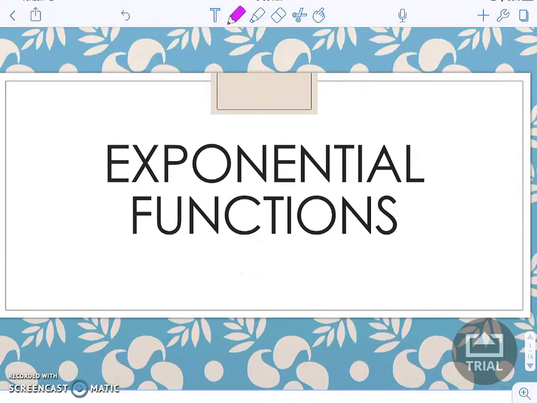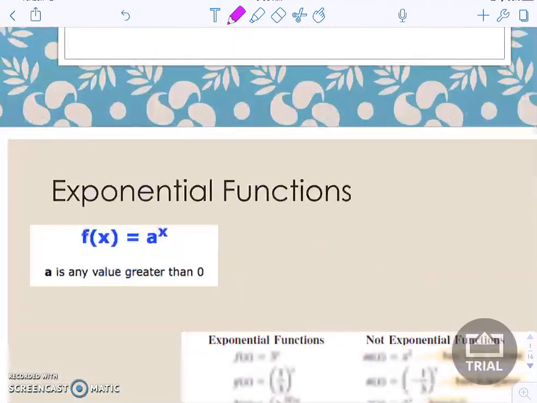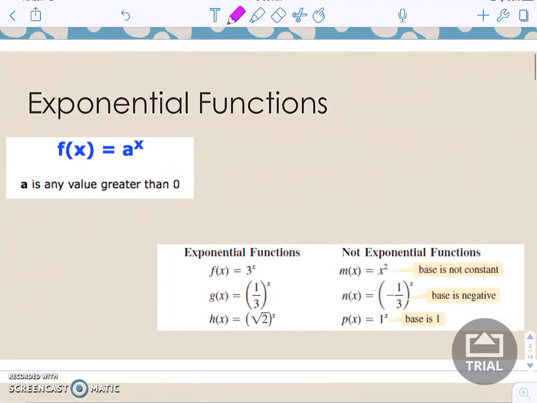Hello students, so we are in lessons 2.5 and 2.6, and 2.5 and 2.6 both deal with exponential functions. So the purpose of this video is to make sure that you get a good understanding of what exponential functions are. So if we move on to the next slide, the very first slide gives us the definition of an exponential function, and the function looks like f of x is equal to a to the x.